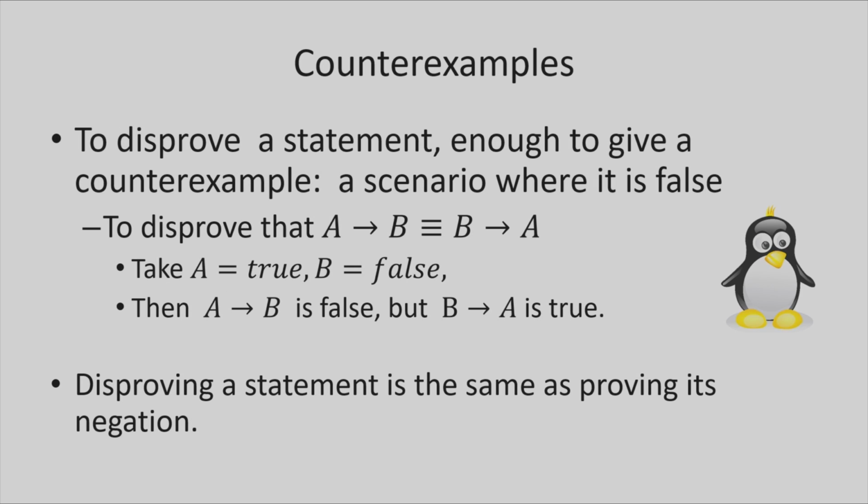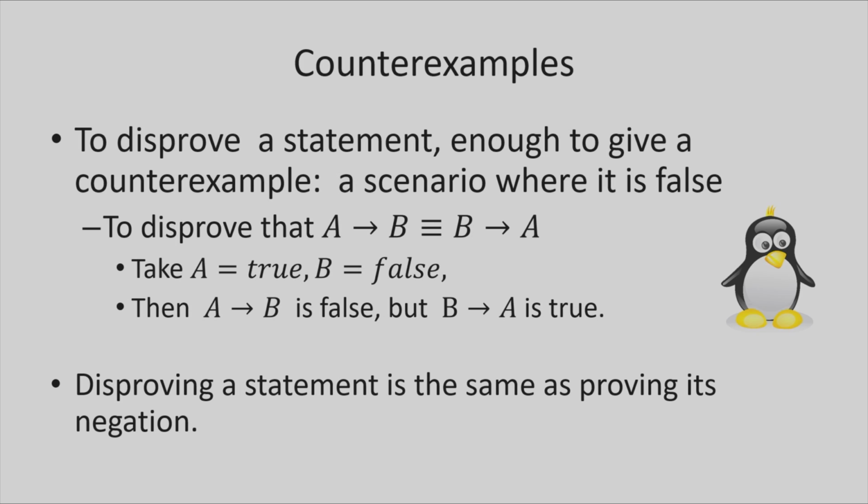So again, we already mentioned it before, but the other side of witnesses is counterexamples. To prove that something exists is the same as proving that the opposite is not true anywhere. Similarly, to disprove a statement, it's enough to give a counterexample. It's enough to give a scenario where the statement is false. So here is an example.